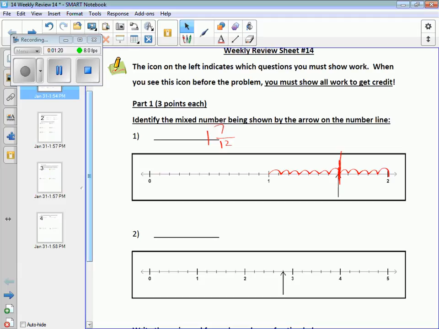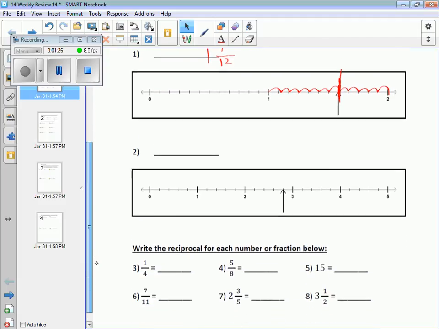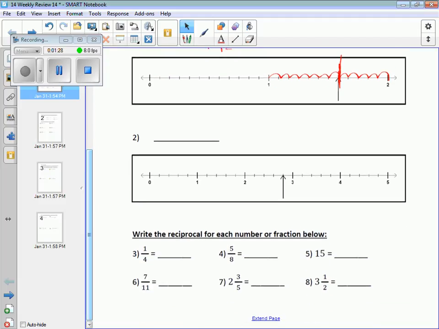You're going to follow that same example for number 2, looking at now a mixed number in between 2 and 3. I'm not actually going to do it right now, but follow that same idea.